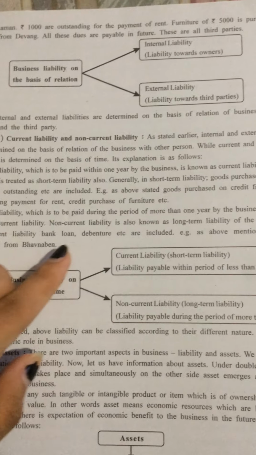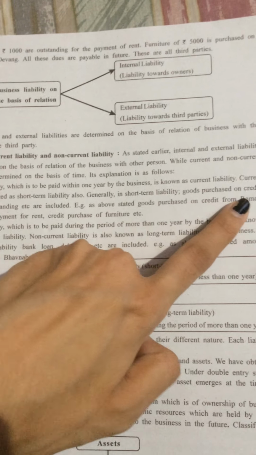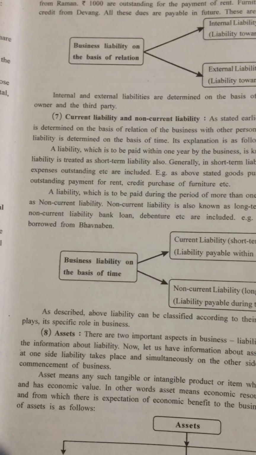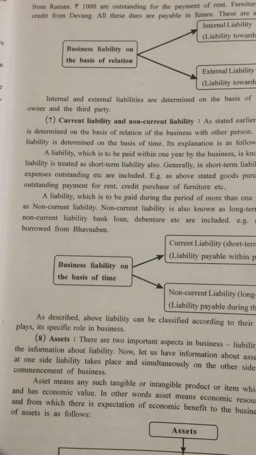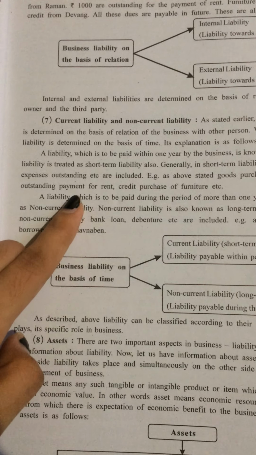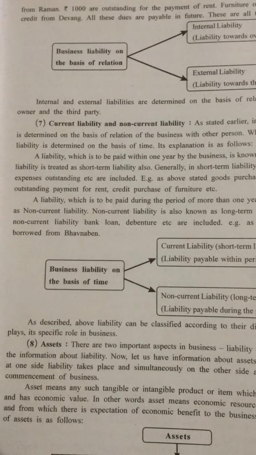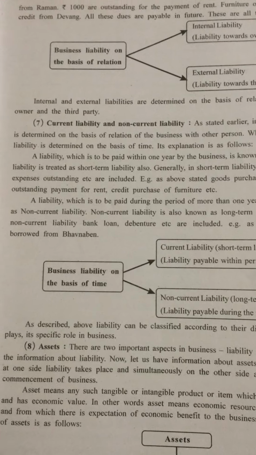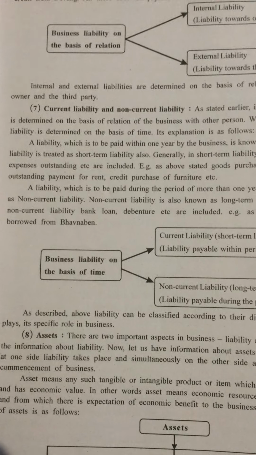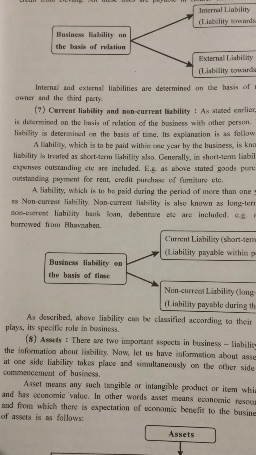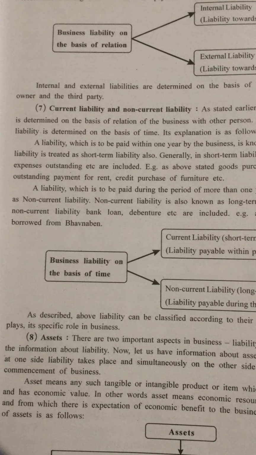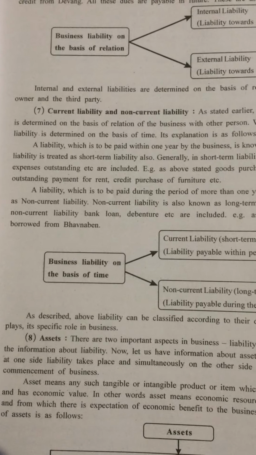So, examples are goods purchased on credit, then expenses outstanding, like outstanding payment for rent, credit purchase of furniture, etc. All these payments have to be made within 1 year by the business. So, this is known as current liability.